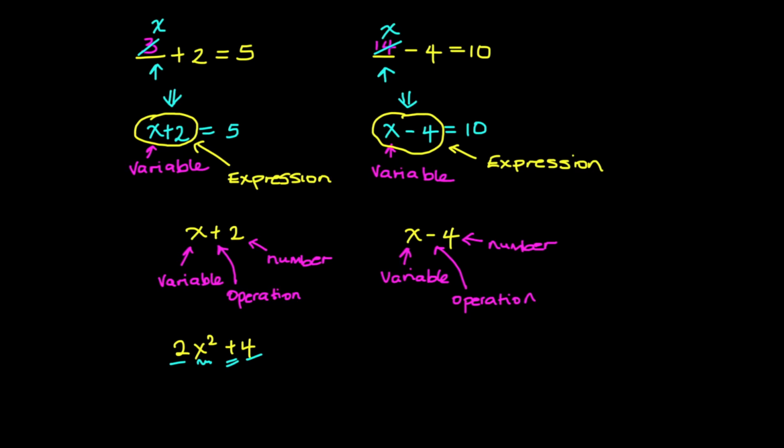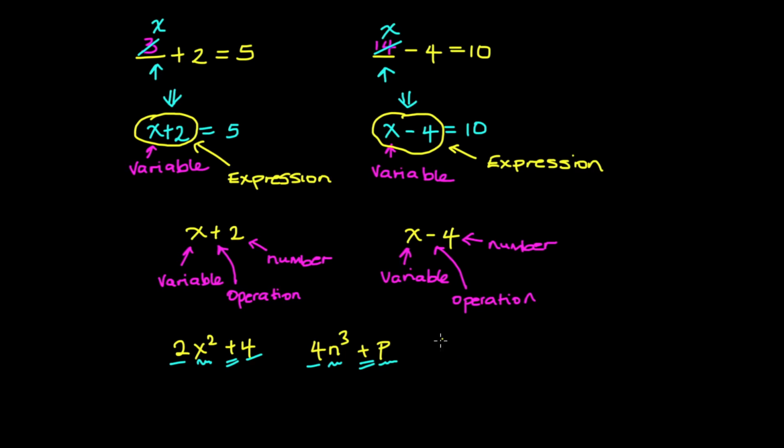Another example of an expression could be 4n cubed plus p. And again, we have a number, we have variables, and notice that in this case over here, we're using different letters than the x that we had in this example or the examples that we had earlier. And then we have our operation.